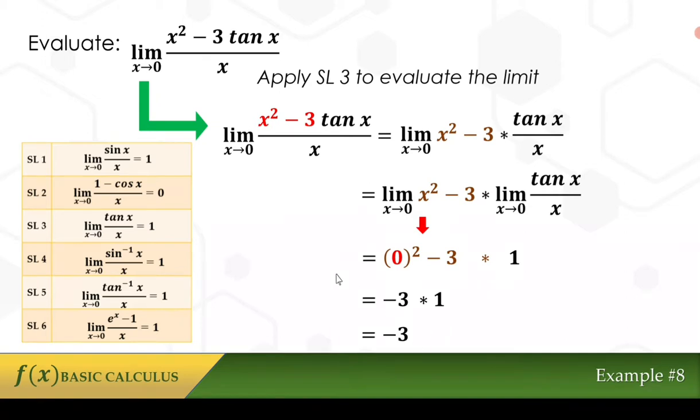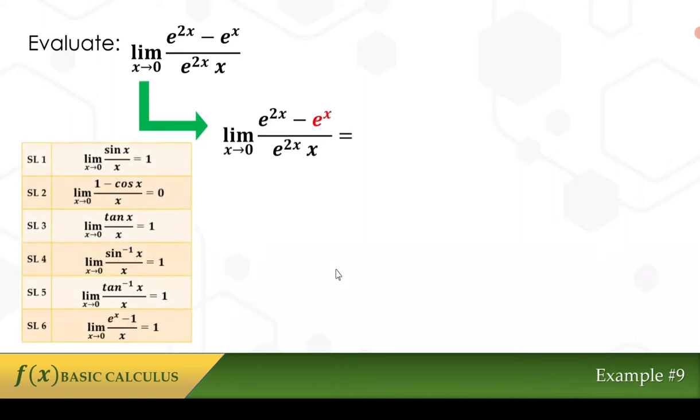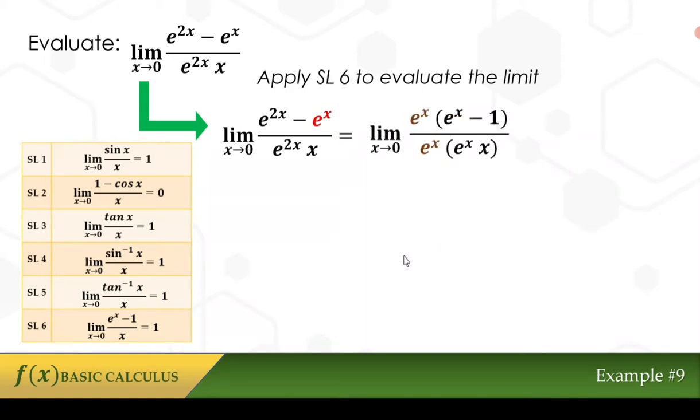Next, example number 9. Okay, how about limit of e raised to 2x minus e raised to x all over e raised to 2x times x as x approaches 0. Okay? So, again, please check the following terms. Right now, we need to apply SL number 6 to evaluate the given limit. Okay? So, right now, we need to factor out e raised to x, okay? And then apply the limit laws to simplify the given problem, okay? So let's factor out e raised to x in the numerator and denominator, and then apply the limit laws, okay?